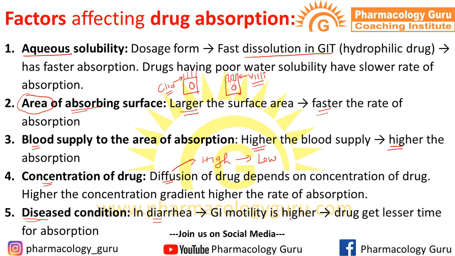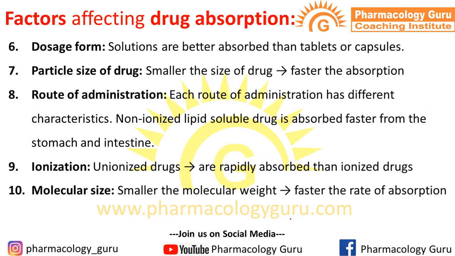And the disease condition: in diarrhea, the GI motility is high, so food moves faster inside the intestine, and the time for absorption of the drug inside the intestine would be less, and that is why the absorption would be lesser. In case of constipation, GI motility is slow, so the drug remains in the intestine for a longer time, so absorption would be more. Now the next one, the factor number 6.